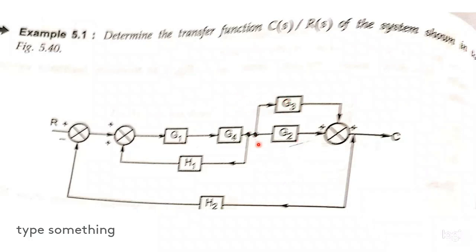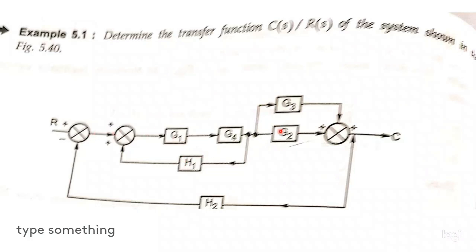See here, these two are in parallel. So you can make these parallel blocks into a single block. How do we make parallel blocks a single block? We need to add these two. Then you can see here G1 and G4 are in series. You can make a single block by multiplying these two. Then after multiplying these two, this entire thing will become a feedback path. So reduce this block diagram according to the feedback path, that is G(s) divided by 1 plus or minus G(s) into H(s).